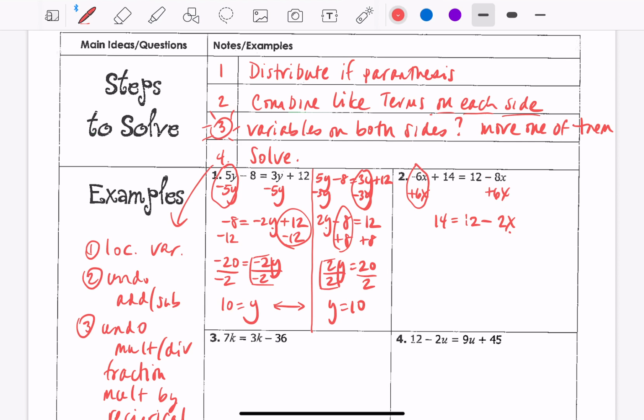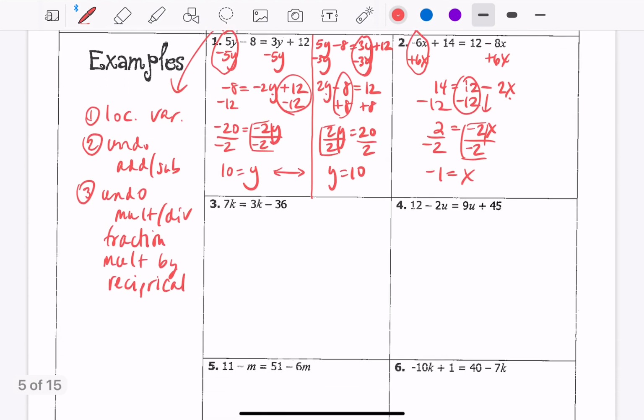I need to get rid of this 12 by subtracting 12 from both sides. When I do that, I get 14 minus 12 is 2. This is 0, it goes away. And I have to bring, don't forget that, minus 2x. So now I want to make my coefficient 1, so I've got to divide both sides by what x is being multiplied by. And 2 divided by negative 2 is negative 1. This becomes a 1, so negative 1 is x.